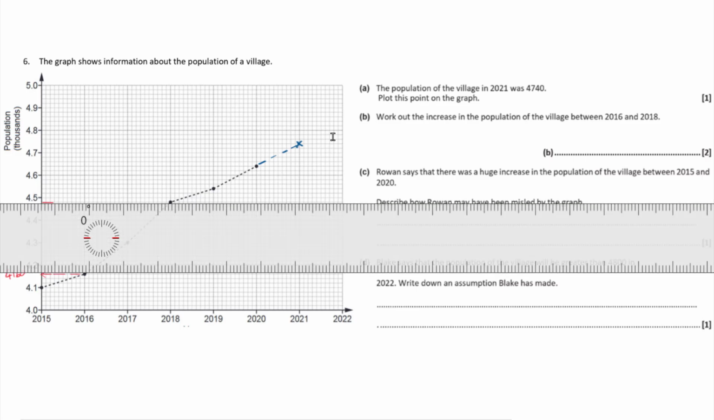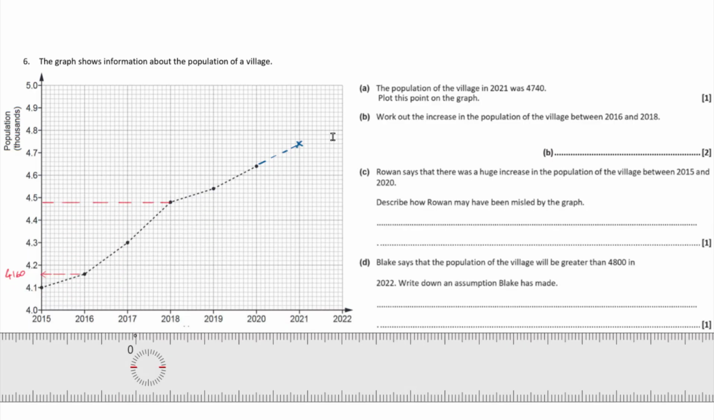Now that is 1 little square below 4.5, so 4,500 minus 20, that would be 4,480. Okay, so how far is it between these two values then? What we're interested in is the difference of those two numbers. So what is 4,480 minus 4,160? I'm just going to do a straightforward subtraction. So that's giving me 320 difference.